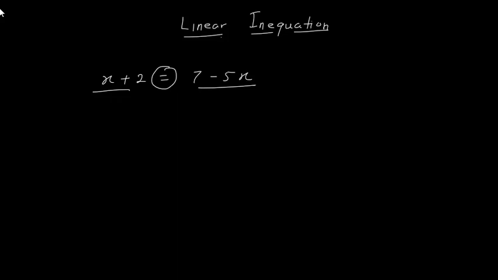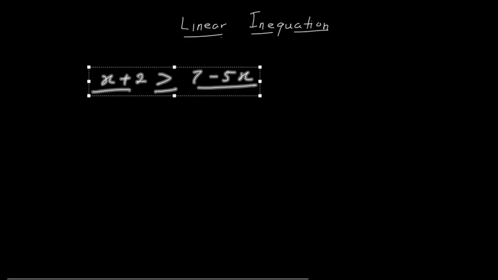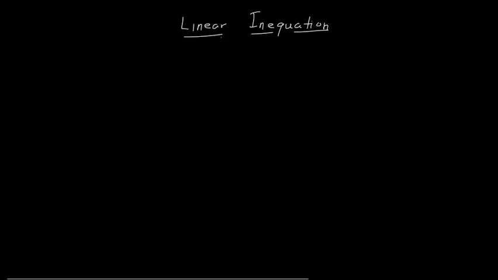Now what do we mean by inequation? So for inequation, this equal sign will be replaced by less than, or less than or equal to, or it will be replaced by greater than or greater than or equal to. Then this whole expression will become linear inequation in one variable. So in this chapter we are going to deal with one variable. Now with the help of problems, we will see how to solve these linear inequations.